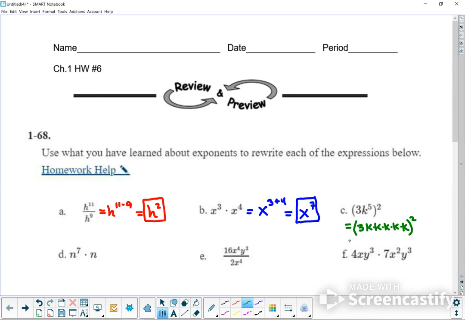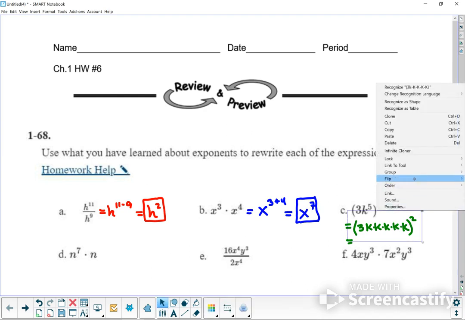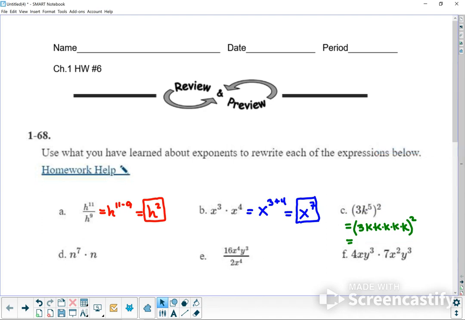And then that means I actually have 2 of these. Let's move this over a little bit. Like that. So what happens? Well, I have a 3 and I have a 3. So I can put them back together. So the answer would be 9.